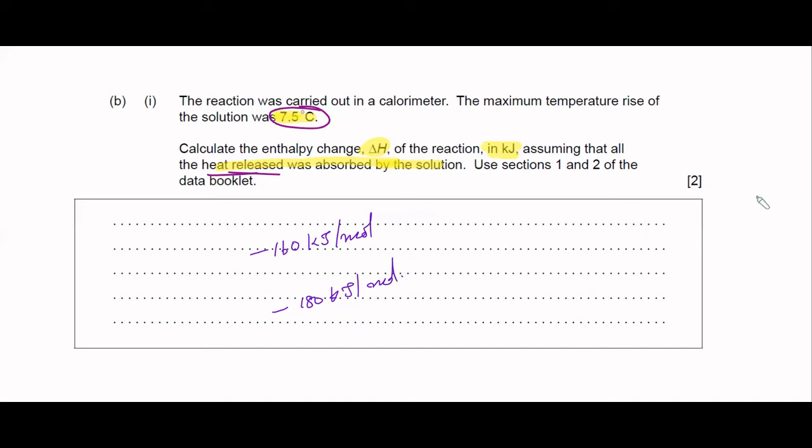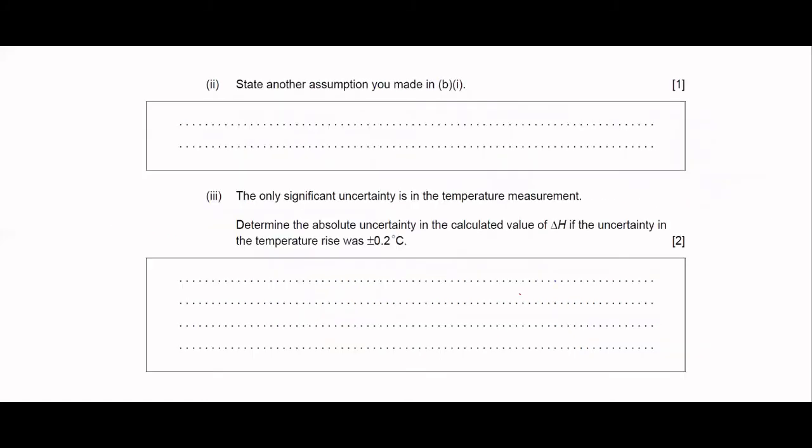So now let's move to the next part of the same section. It's from B only. State another assumption you made in part 1. We have already made a few assumptions. I indicated it there itself, so I'm just highlighting it once again.